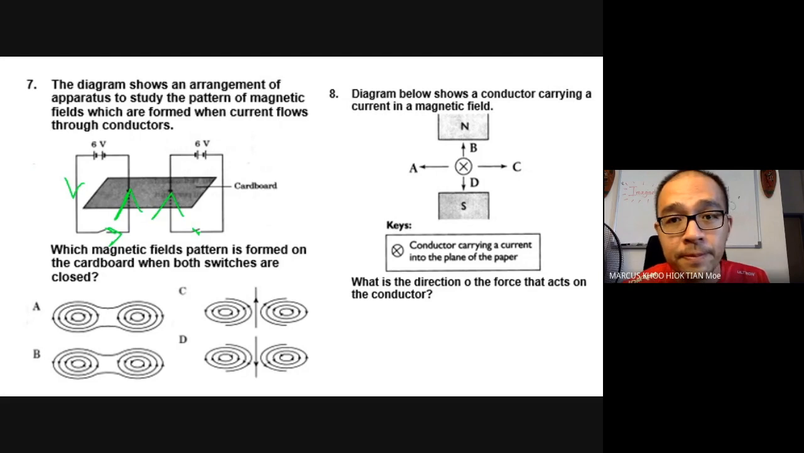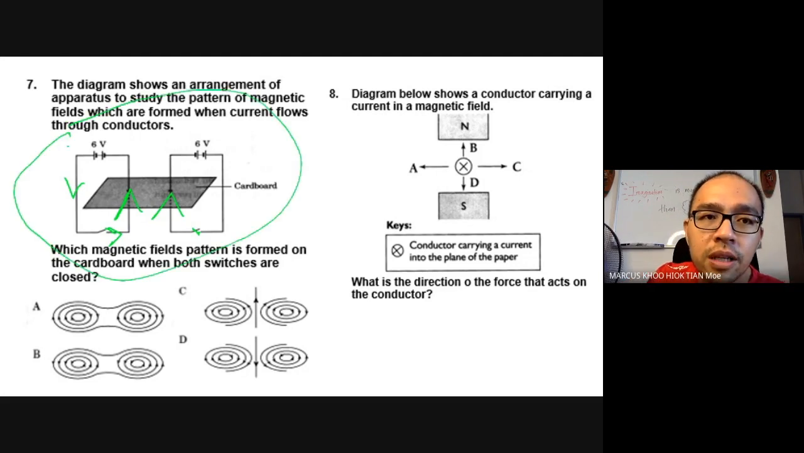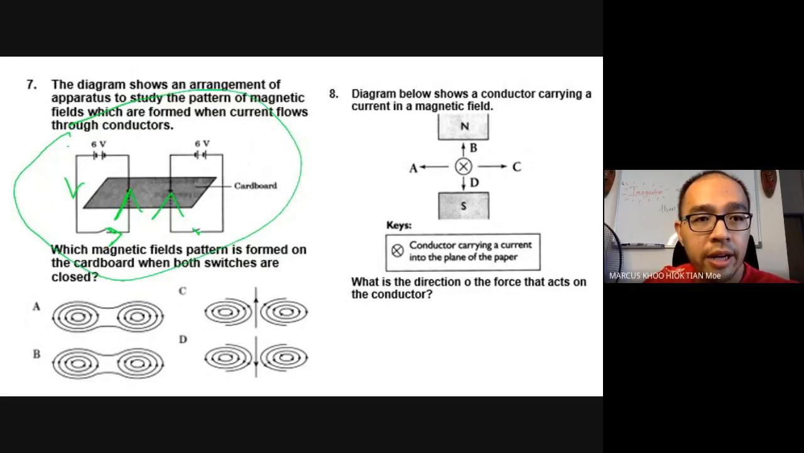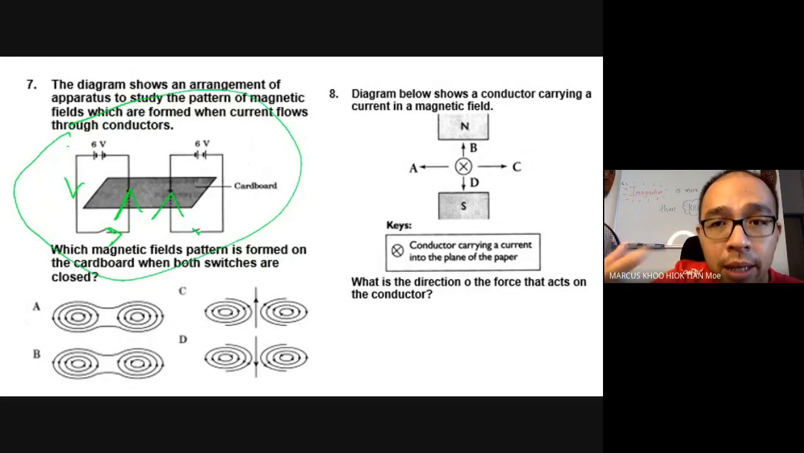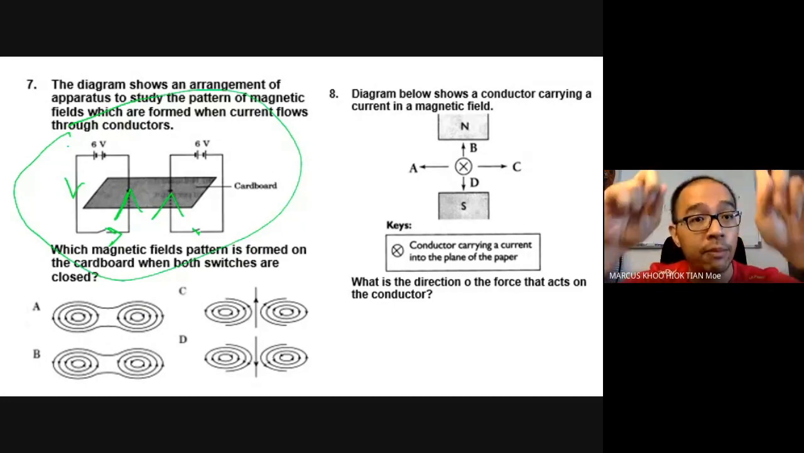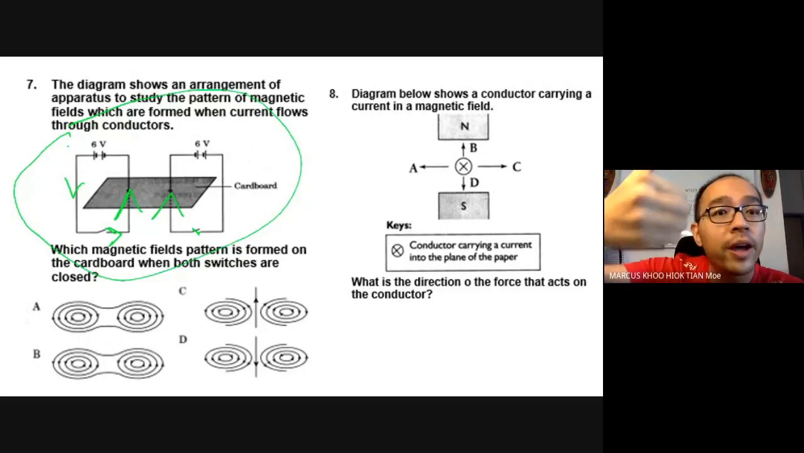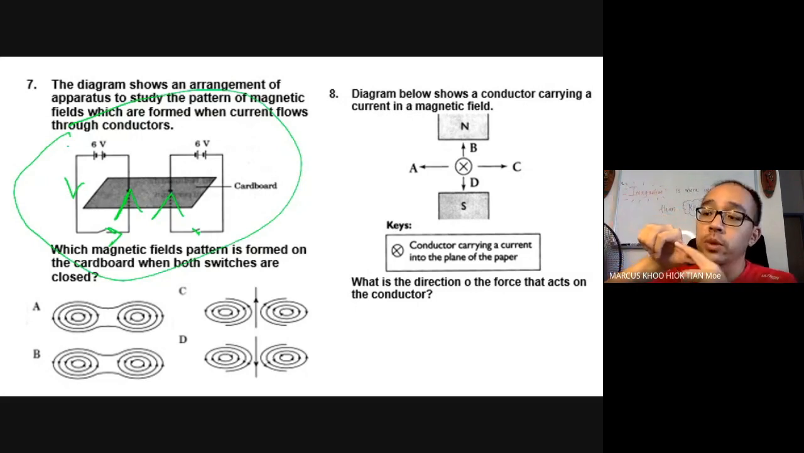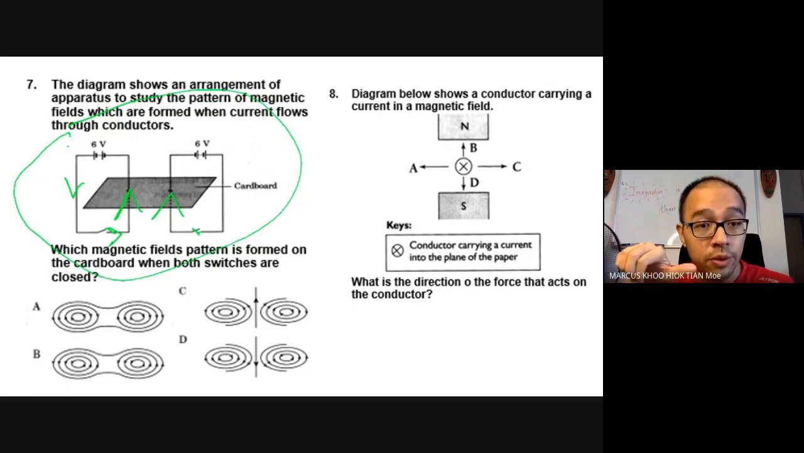Damir, what is the rule that we use to determine the direction of the magnetic field? Kalau ini, anybody? Right hand grip rule. Okay, the right hand grip rule. So memandangkan both the wires are pointing upwards, both your right hand is the same. Kedua-dua, the magnetic field will show you an anti-clockwise pusingan.